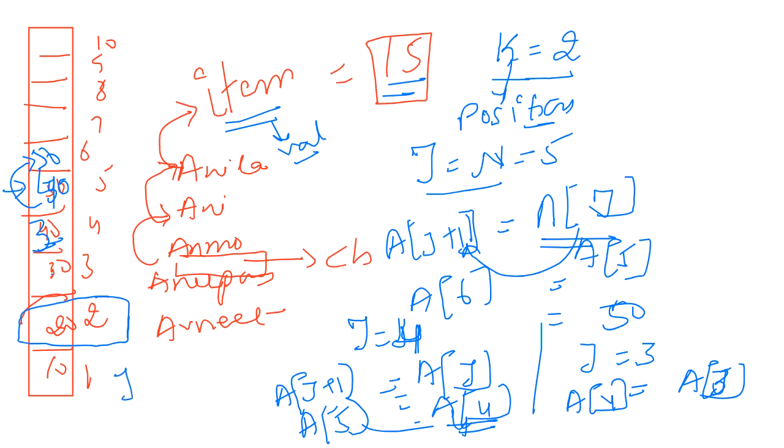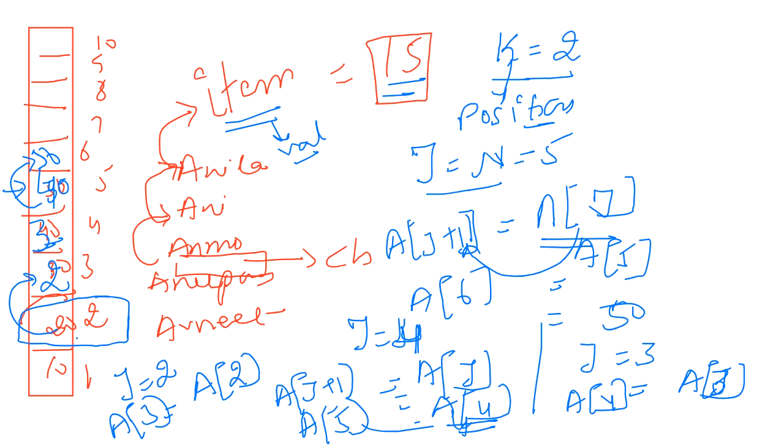Now j becomes decremented by 1. A of j means A of 2 goes to A of 3. So what is A of 2? 20 goes over here. That becomes this. Now since it has already been copied, everyone has taken the position.